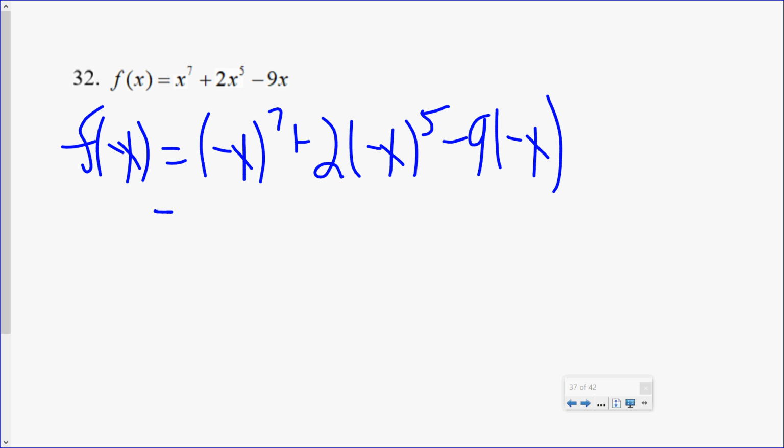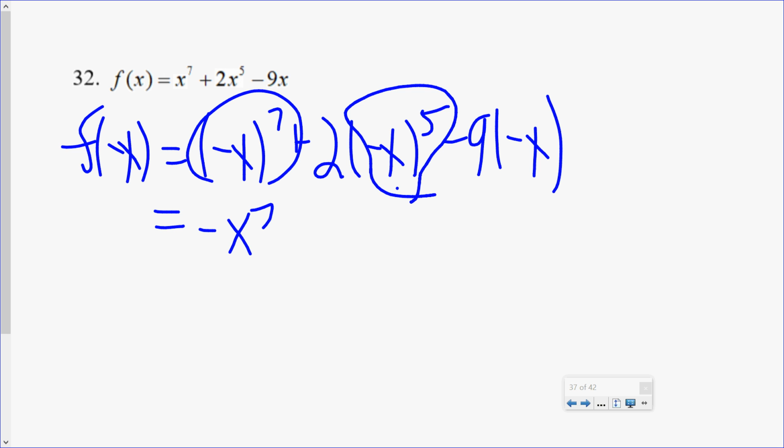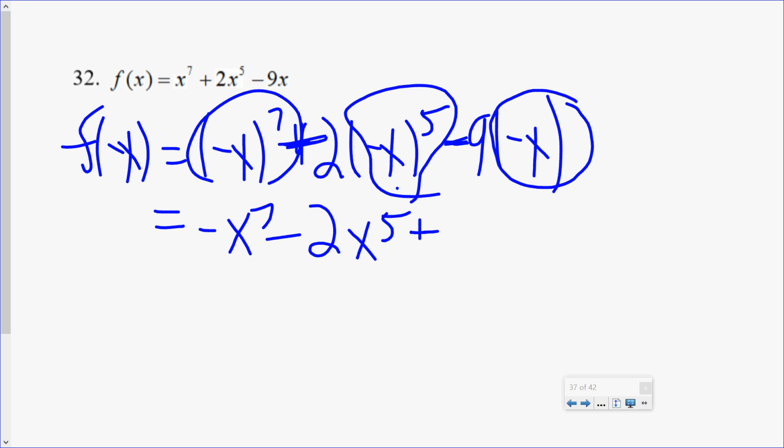When I raise a negative to an odd power, the result is negative. So this becomes negative x to the 7th. Negative to an odd power is negative. So this becomes, instead of plus, minus 2x to the 5th. And this whole thing is negative, so this negative becomes plus 9x. If you're raising to an odd power, the whole term is negative, which means the sign in front changes.